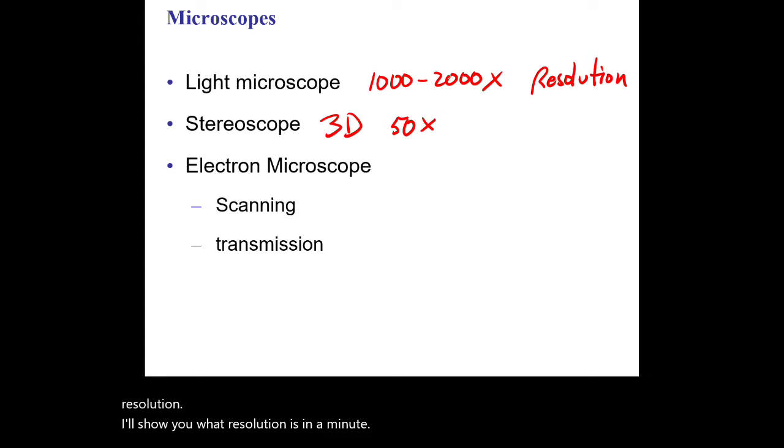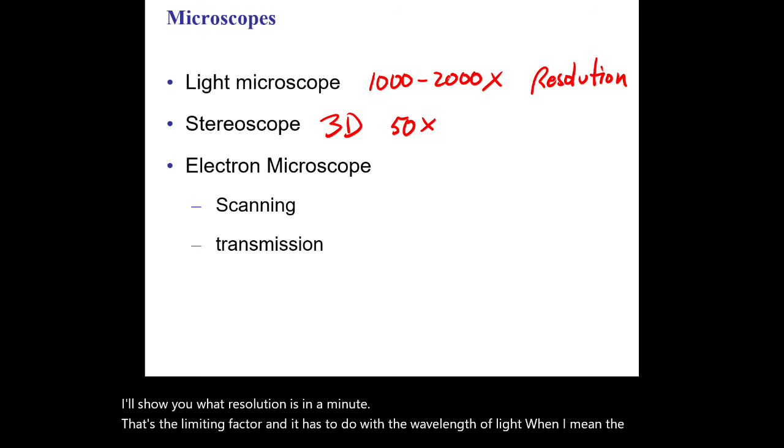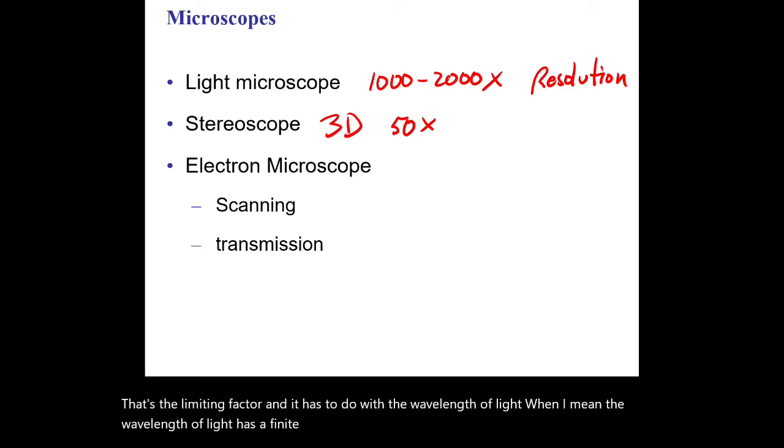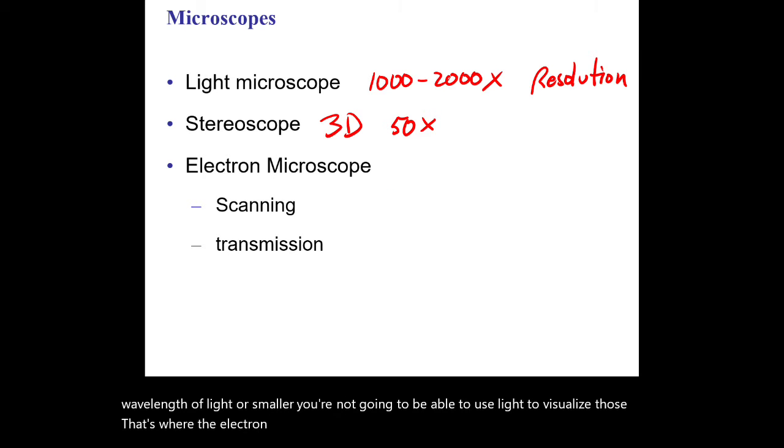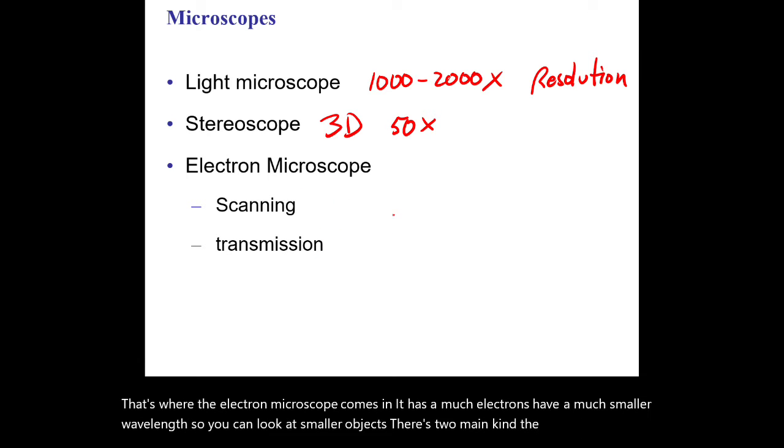That's the limiting factor, and it has to do with the wavelength of light. The wavelength of light has a finite size, and if you're trying to look at objects that are close to the wavelength of light or smaller, you're not going to be able to use light to visualize those. That's where the electron microscope comes in. Electrons have a much smaller wavelength, so you can look at smaller objects. There's two main kinds: the scanning and the transmission electron microscope.